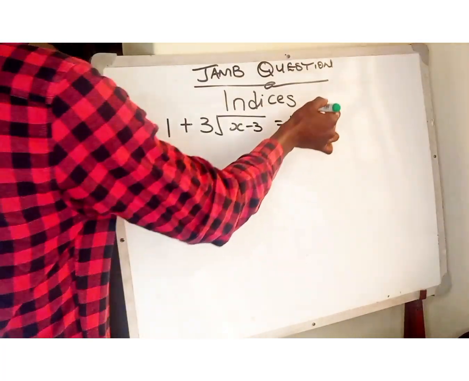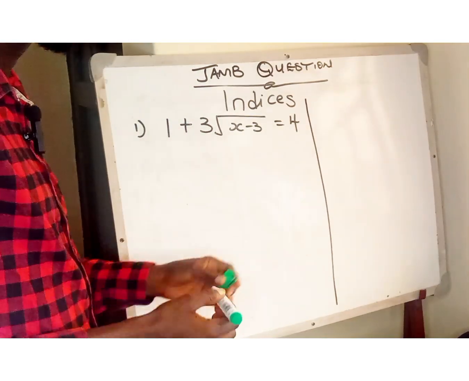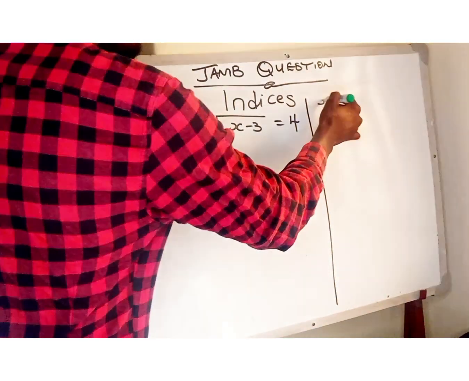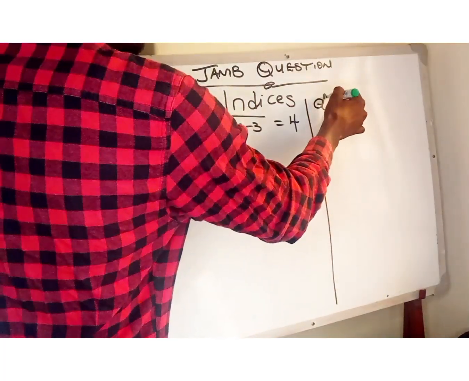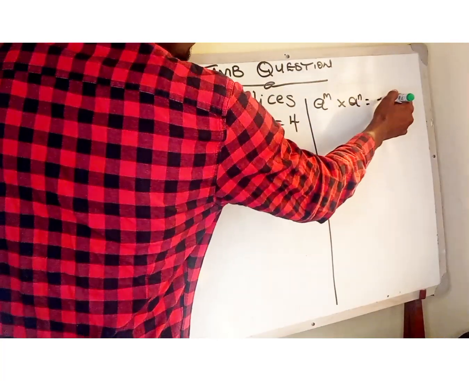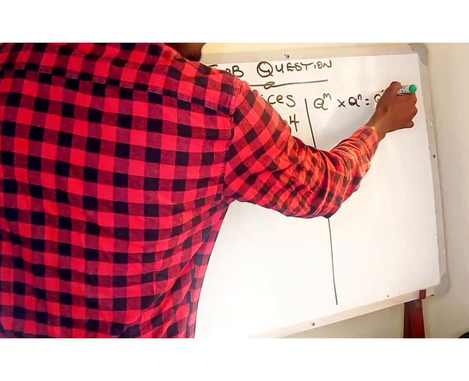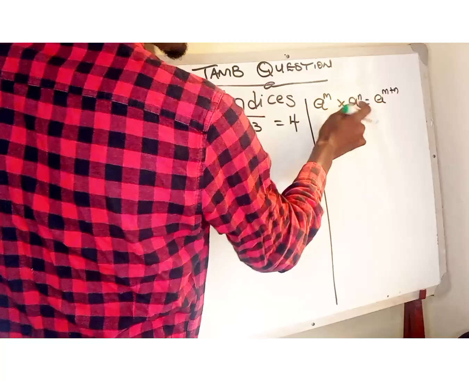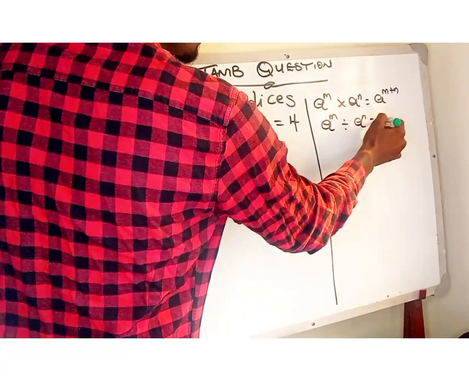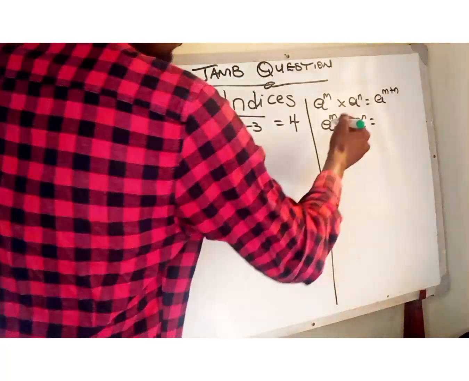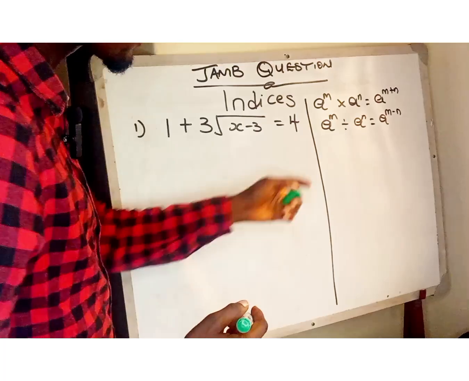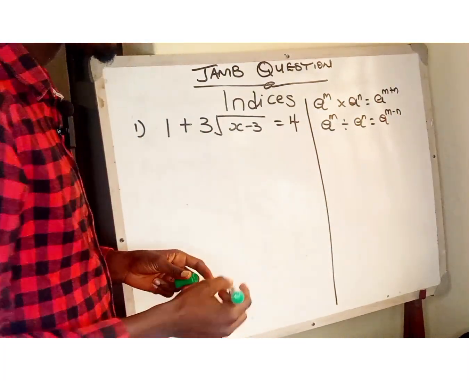Now, for you to solve this question, I'd like to highlight some basic laws of indices that you're expected to know. First of all, if you have a raised to power m times a raised to power n, just add the powers together. Since they are the same base, it will be a raised to power m plus n. The same thing if it is division. All you need to do is subtract the powers, so it will be a raised to power m minus n.